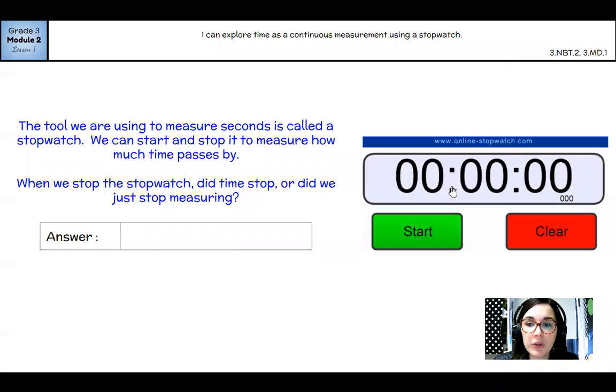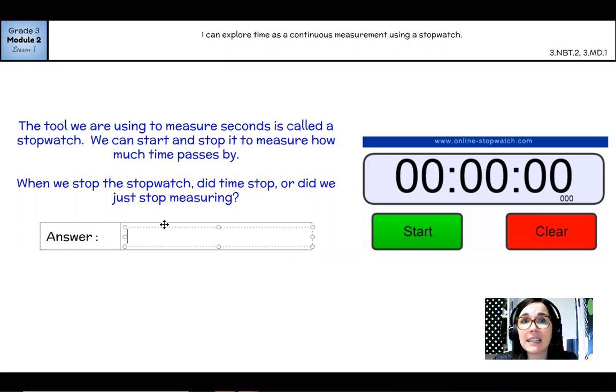Okay, the tool that we're using here is called a stopwatch and it measures seconds. We can start it and stop it to measure how much time passes. When we stop the stopwatch, did time stop or did we just stop measuring? Well, I think we know that, don't we? Did time stop? No, time didn't stop. Time is continuous. It keeps going.